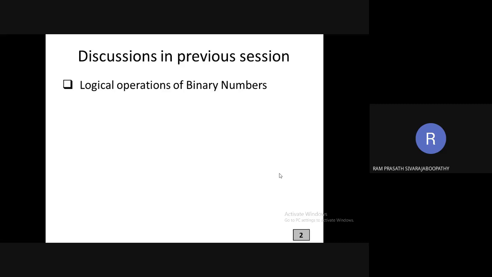Yes, sir. AND operation can be used for masking the bits in a binary number. Similarly, OR operation is used for unmasking the bits of a binary number. Then XOR operation is used to complement specific bits that we want to complement. So these are the things we discussed in the previous session.